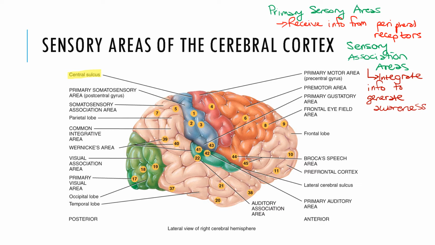So primary sensory areas, this is where the sensory receptors actually send their information. But then the information is translated and integrated in the sensory association areas, so that you can understand and perceive it. It's not actually perceived or understood until that information goes to the association areas.